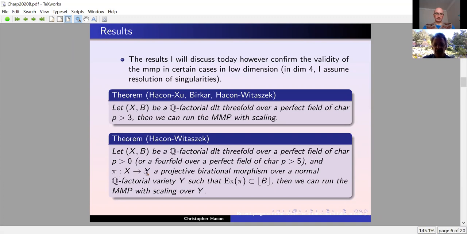And we assume that there's a projective birational morphism to another Q factorial variety Y, such that the boundary B, the reduced part of the boundary, the part of the boundary of coefficient 1, actually contains the exceptional divisor. If this holds true, then we can run the minimal model program with scaling over Y. This seems like a rather technical assumption, but it's useful in many situations, for example, to try and understand what Q factorial DLT threefold singularities actually look like and how they behave, or to construct some special partial resolutions that are very useful, such as DLT models or Collard components.